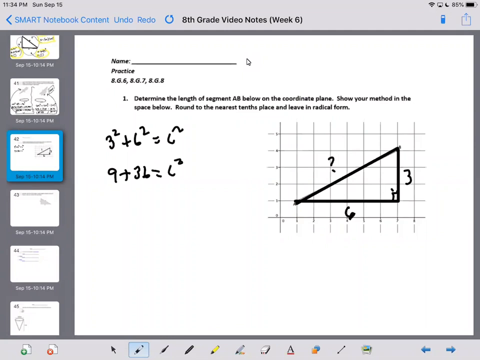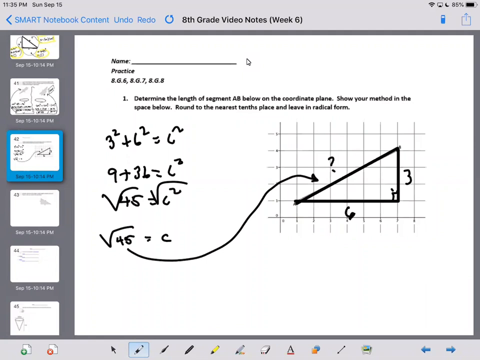36 plus 9 is going to be 45, and 45 is not a perfect square. 6 times 6 is 36. 7 times 7 is 49. 45 is going to fall somewhere in between there. So when you take the square root, we would say that the length of the segment is the square root of 45.